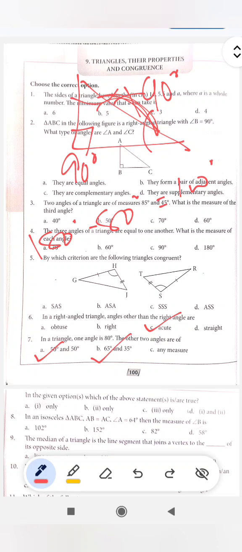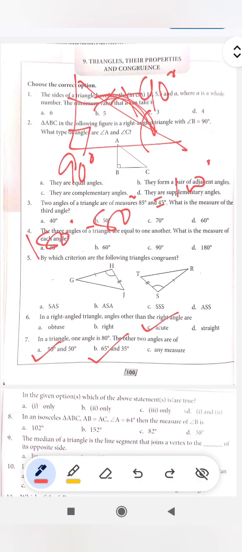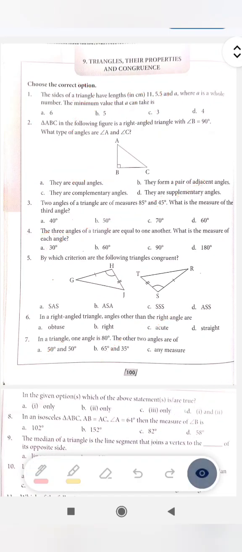So here option A has been given I only, option B has been given II only, and option D has been given both I and II. So option D is the correct answer.